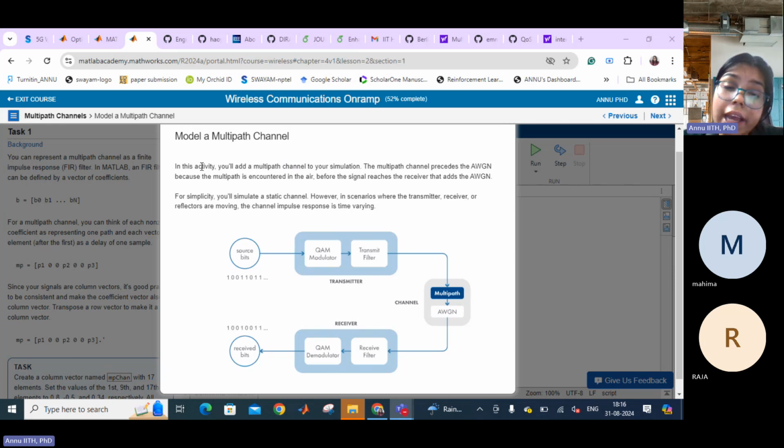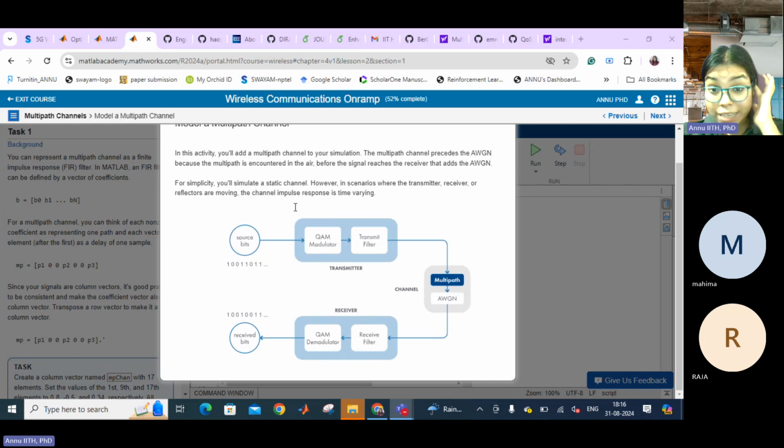Now, there is a huge area of research where people do channel modeling for 5G or 6G, and people are also using AI/ML to estimate some of the components for the best channel modeling, because predictive channel modeling is always required. For simplicity, you will simulate a static channel. However, in scenarios where the transmitter, receiver, and reflectors are moving, the channel impulse response will also be time varying. We will see the non-time-varying case as of now, but that is why signals and systems comes into the picture.